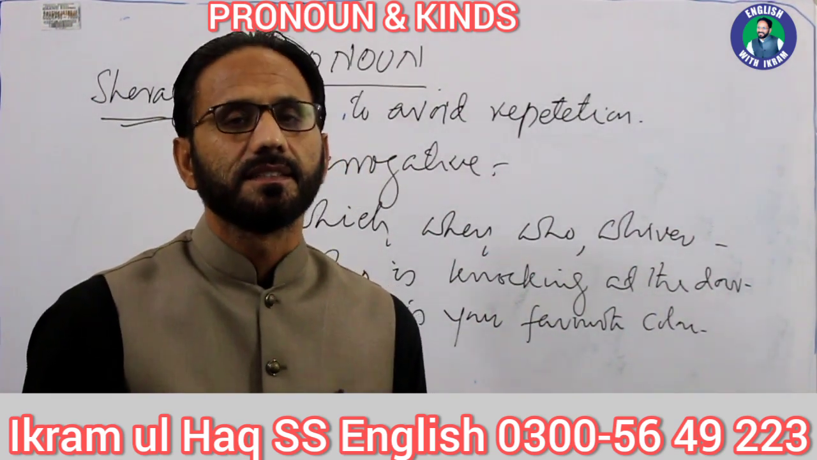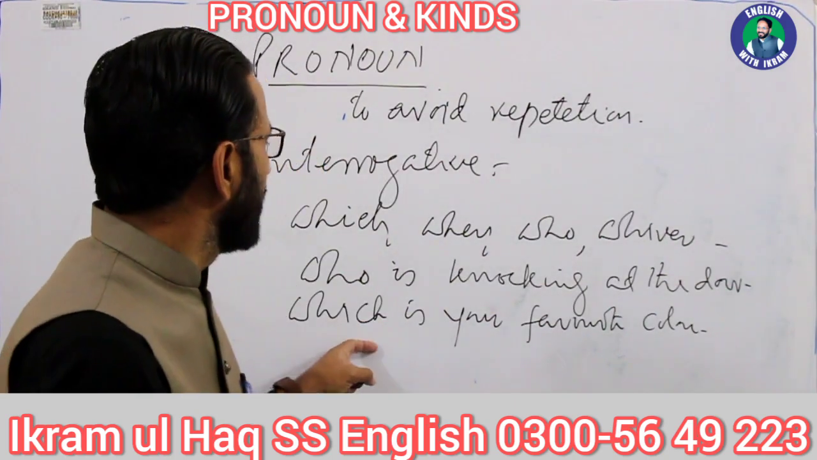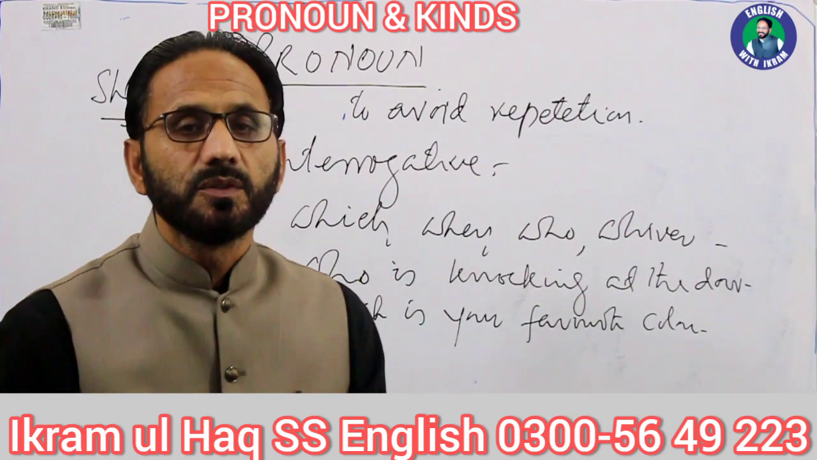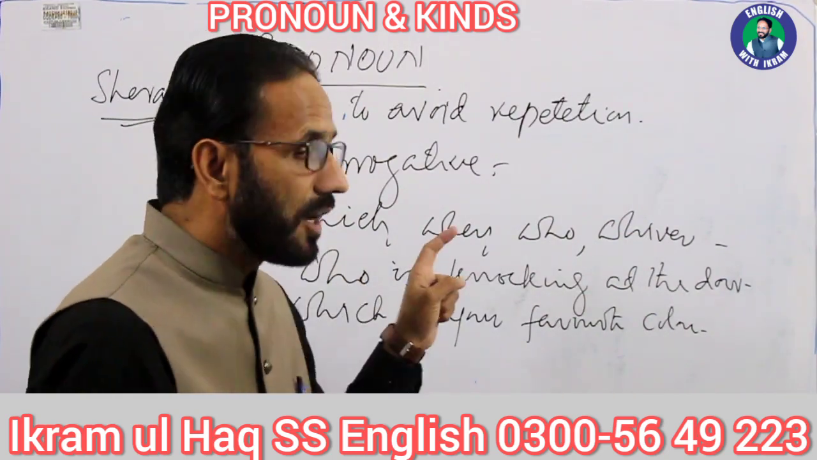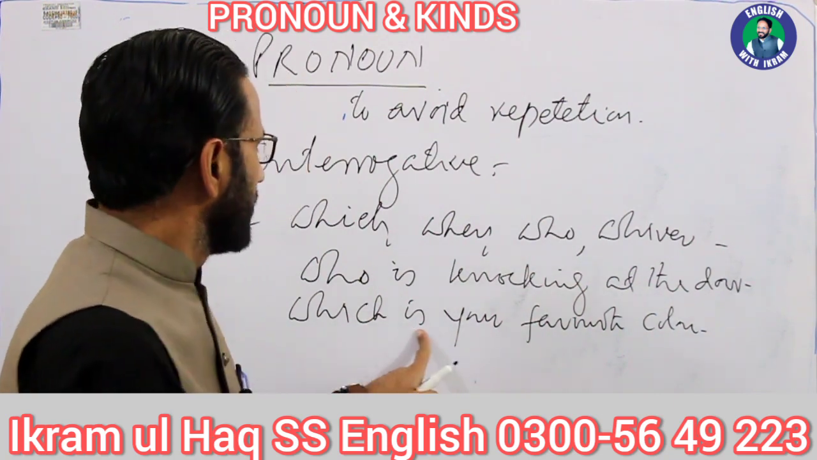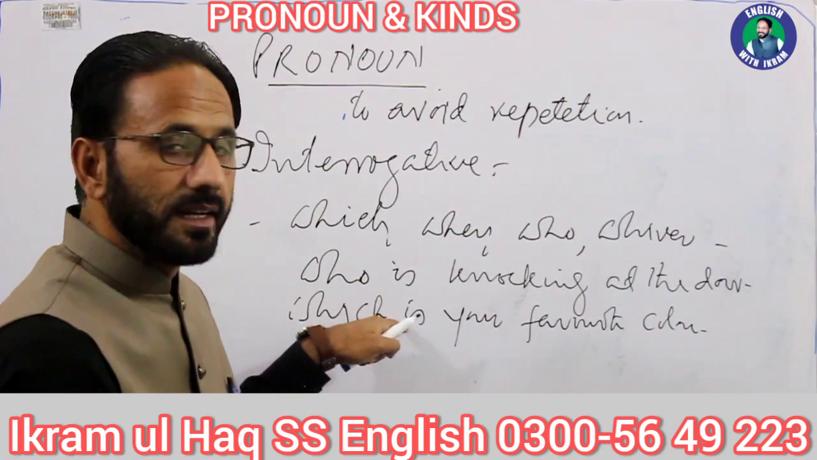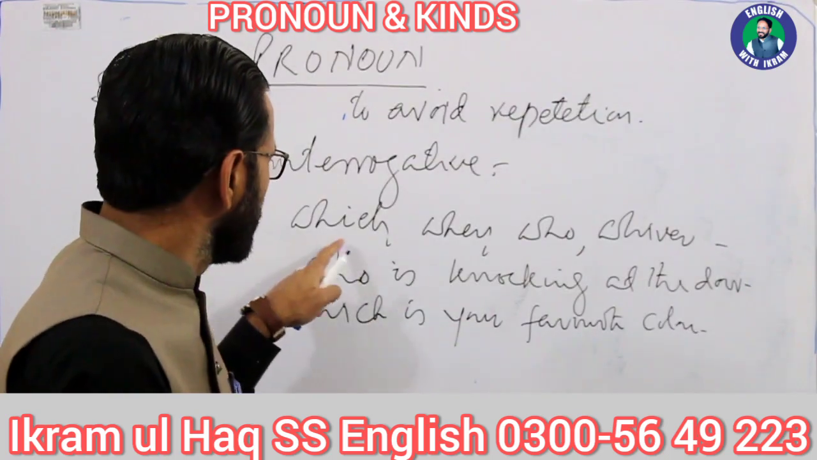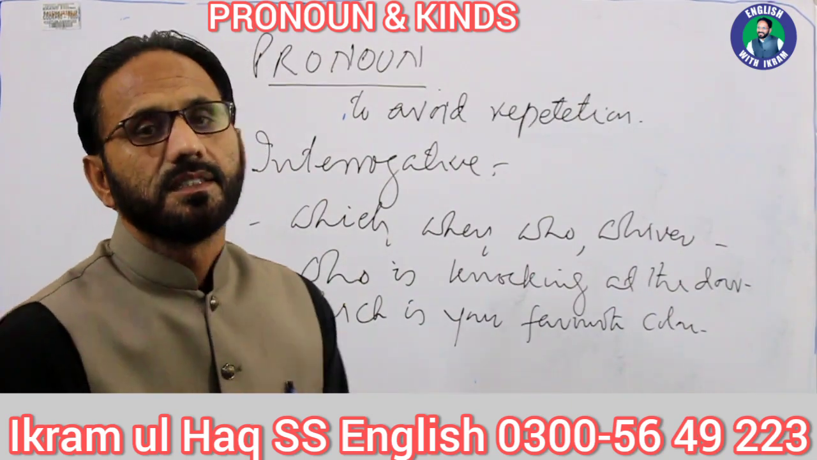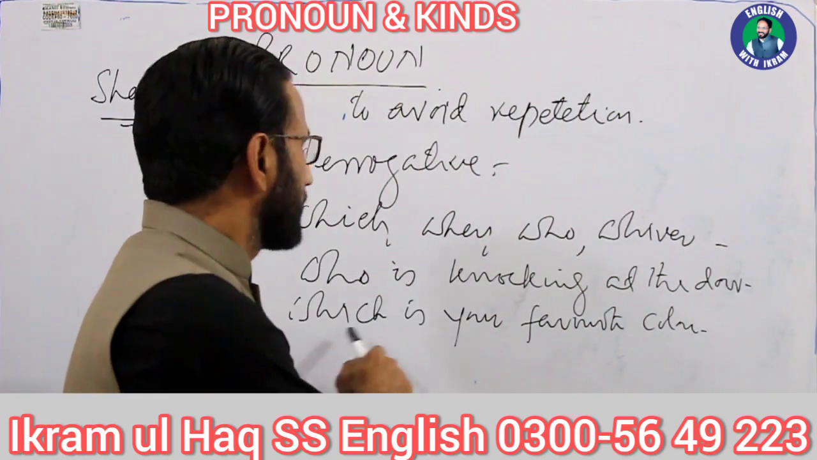I have discussed this in my video about adjectives. The difference is that when these words are used as adjectives, we use a noun just after them. For example, which is your favorite color? Here, after these words, we are using a helping verb. But when we use a noun just after these words, then we use them as adjectives. For example, which color do you like?